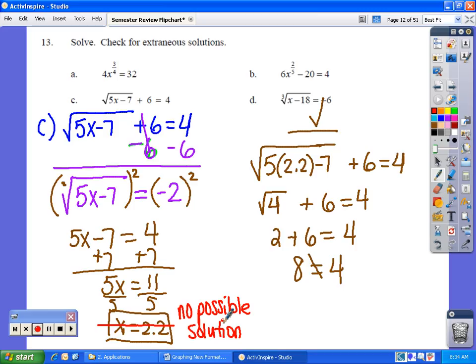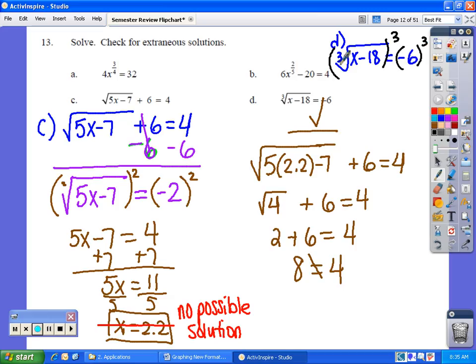Alright, so I have a little bit of room to do D. And D says that it's the third root of x minus 18 is equal to negative 6. Now remember, in C, I did say that if you have a square root, a power of 2 will get rid of that root. Well, the same thing can happen here. A power of 3 can get rid of that root.